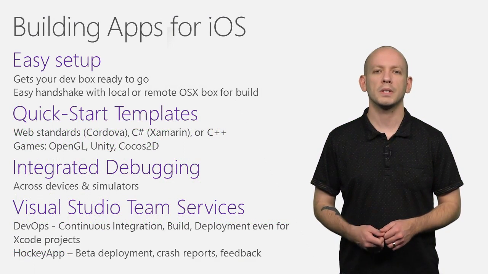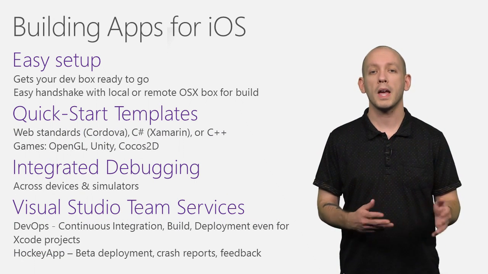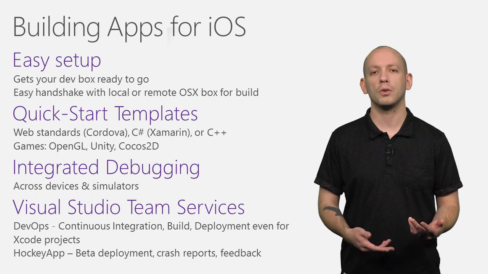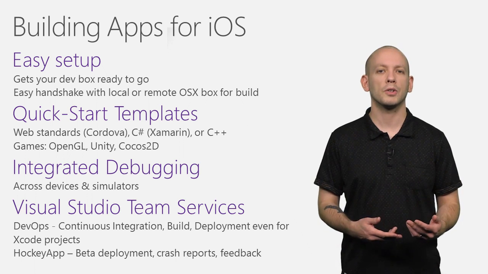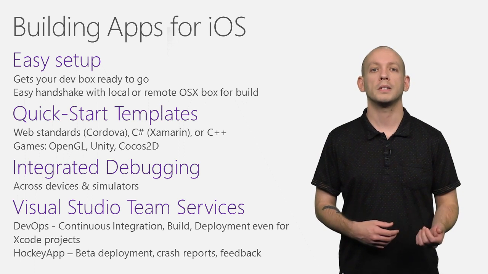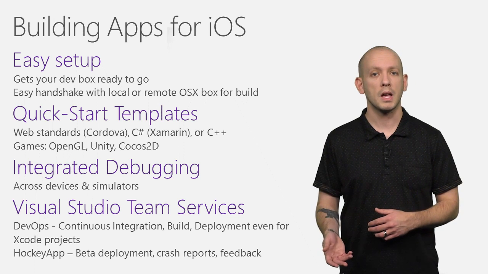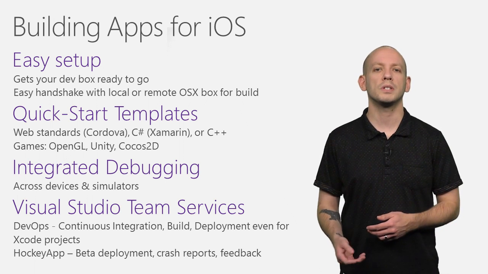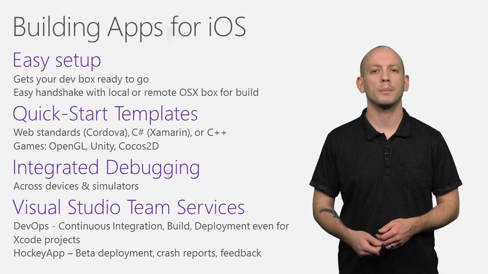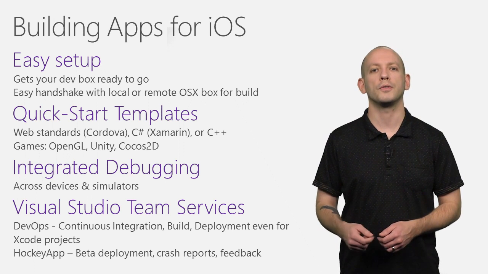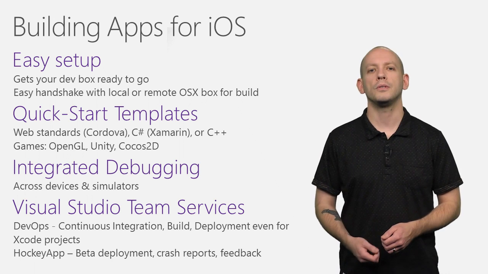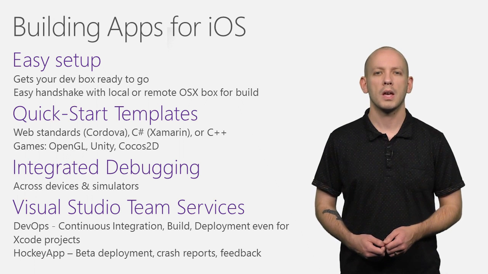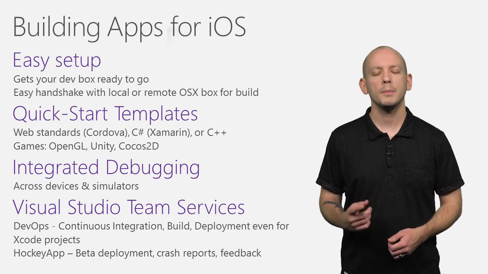Visual Studio's easy setup gets your dev box ready fast, including a handshake with a local or remote OS X box for build. It comes pre-installed with many project templates so that you can get started building your app fast. It also has integrated debugging support for both devices as well as remote simulators. Visual Studio Team Services supports continuous integration and deployments for iOS apps no matter how you've built them, even if you're using Xcode. And you can use Hockey App for your post-production needs, like distributing betas, analyzing crash reports, and getting feedback from your customers. Let me show you how all of this works.